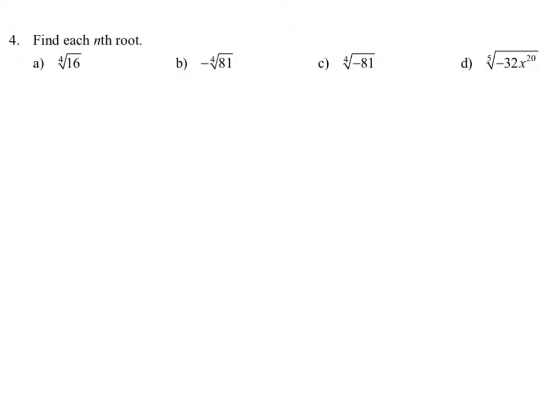Now let's practice finding each nth root. The 4th root of 16 is equal to 2. And if you were to factor 16, one way to look at 16 is 4 times 4, and 4 is 2 times 2, 2 times 2. So we know that 2 to the 4th is equal to 16, so the 4th root of 16 is equal to 2. Our answer is 2.